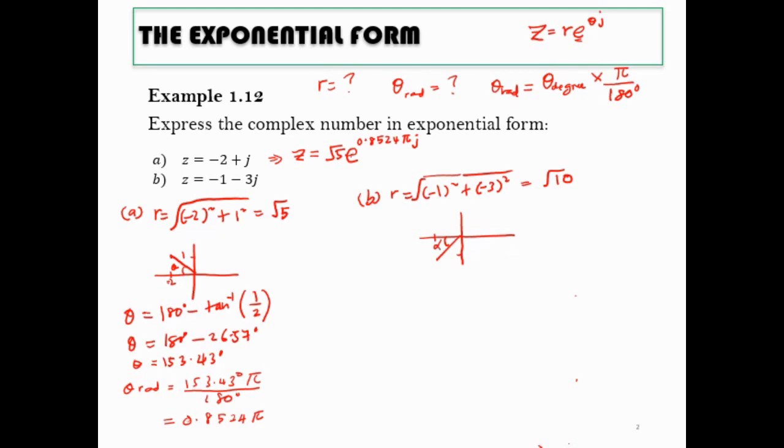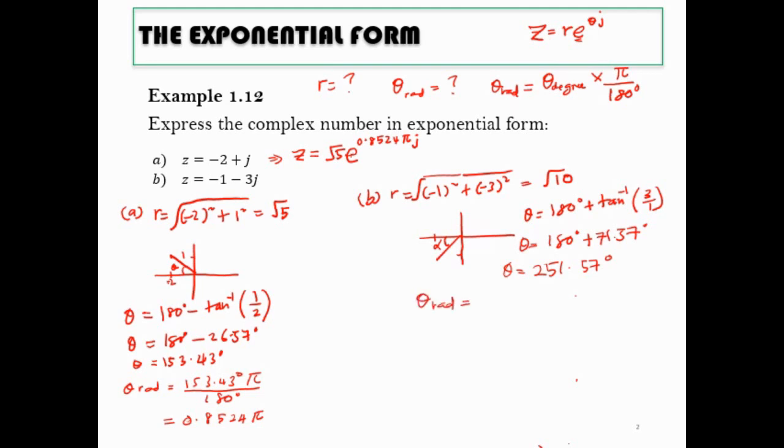So theta is equal to 180 plus tangent inverse of 3 over 1. Okay, so your theta is actually equal to 180 plus 71.57 degrees. So the answer is 251.57 degrees. So remember, this is theta in degrees, you want theta in radians.